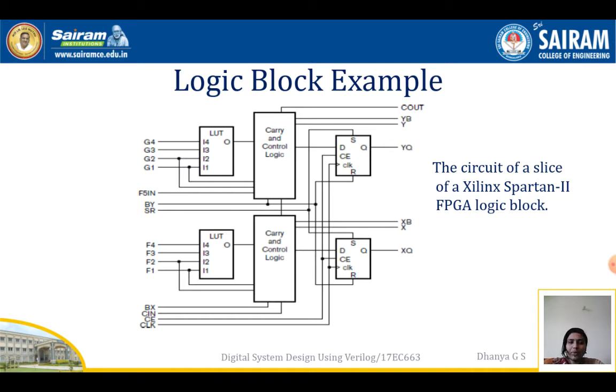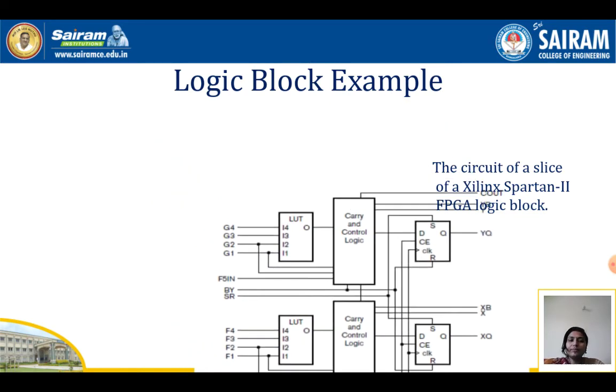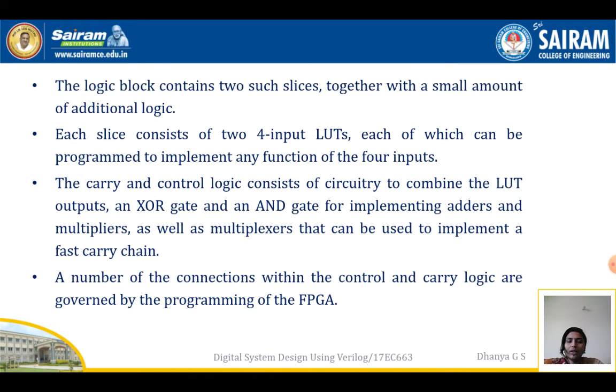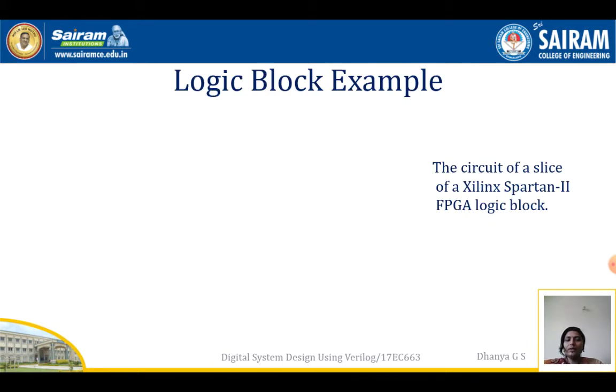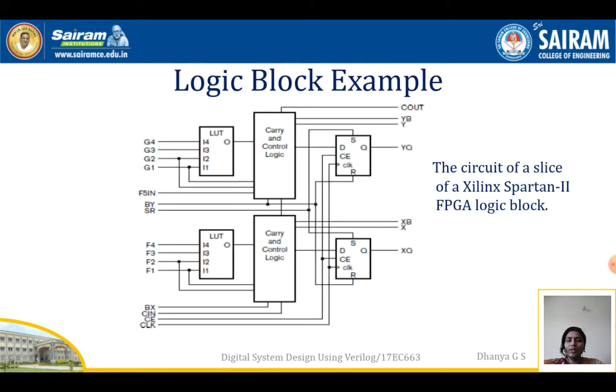So you can see a logic block example over here. I have taken a Spartan 2 FPGA logic block. Here you can see the LUT, a carry and control logic, and a flip-flop. I'll just brief you on all those things. The logic block contains two slices together with a small amount of additional logic. Each slice consists of two 4-input LUTs, each of which can be programmed to implement any function of the 4 inputs. You can see over here, 4 inputs are there for the LUT.